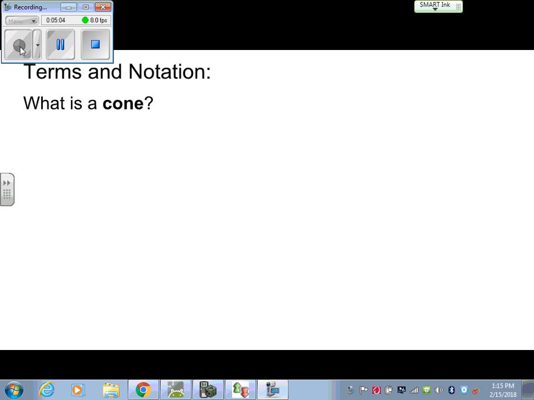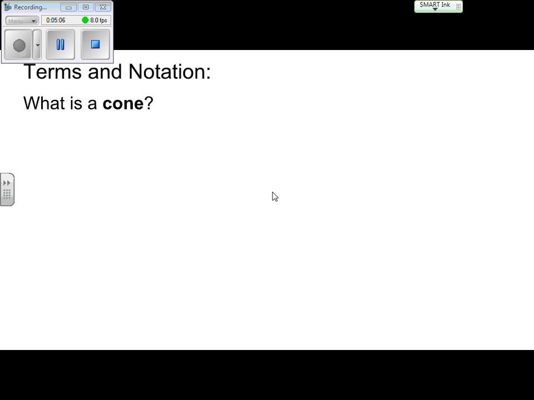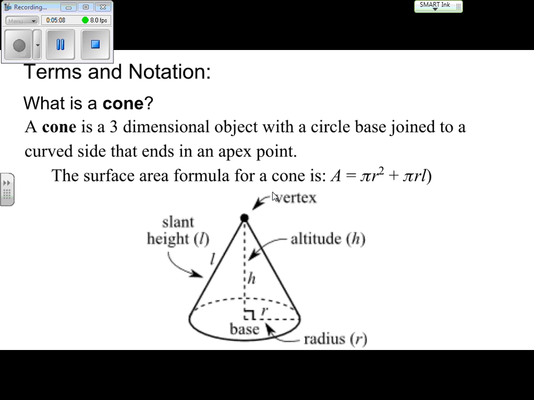Onto a cone. What is a cone? Well, a cone is another 3-dimensional figure. Like a cylinder, it has a circle for a base, but there's only one base on a cone. Like a pyramid, it has a sort of apex or vertex up at the top where the wraparound region is coming to a single point.